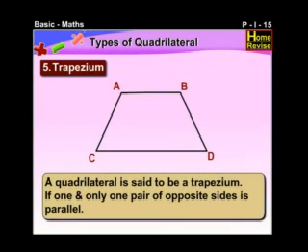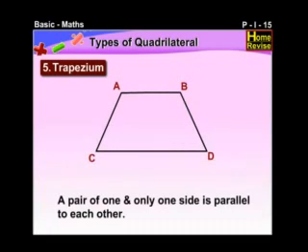Trapezium. A quadrilateral is said to be a trapezium if one and only one pair of opposite sides is parallel. Take one example. In a trapezium ABDC, side AB is parallel to side DC, that is a pair of opposite sides, and side AC is not parallel to BD, that is the other pair of sides. That means one and only one pair of sides is parallel to each other. That is, in a trapezium ABDC, AB is parallel to DC, that is one pair is parallel, and AC is not parallel to BD. This is called a trapezium.